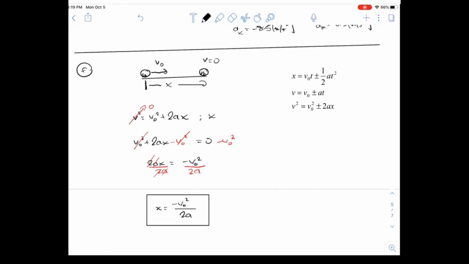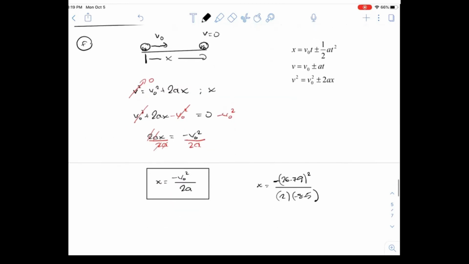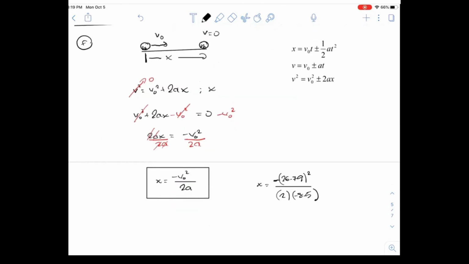All right, so what's the distance for the car to come to a stop? So this is going to be 26.78 or 79 squared. All right, I'm going to place the negative up front. It's going to be 2 times the acceleration. That's what we got. All right, guys, somebody just run the numbers and give me the number. All right, so what's the distance for the car to come to a stop? I see 211.76.